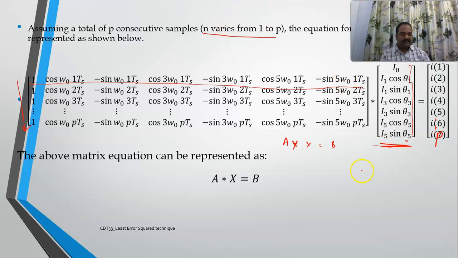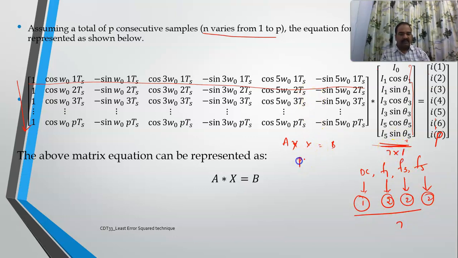In this particular signal, I am considering DC, the fundamental component, the third harmonic, and the fifth harmonic. For DC, I'll get 1. For each of the others, I'll get 1 sine and 1 cosine. So in total 7, and this order will be 7 by 1. Whereas this order is p by 7, where p is the number of samples which are considered.